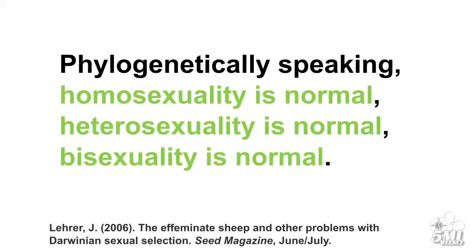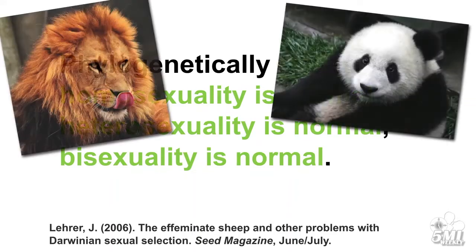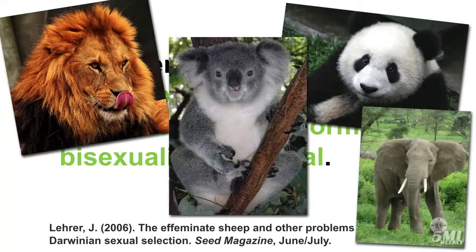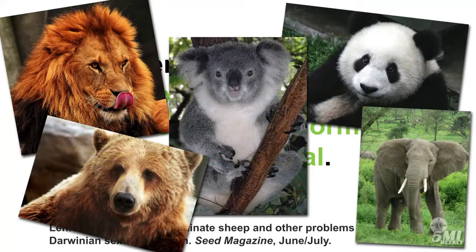Homosexuality, heterosexuality, and bisexuality are normal from a phylogenetic perspective because animals outside of humans are heterosexual, homosexual, and bisexual. In fact, more than 500 animal species are scientifically known to have homosexual or bisexual orientations.